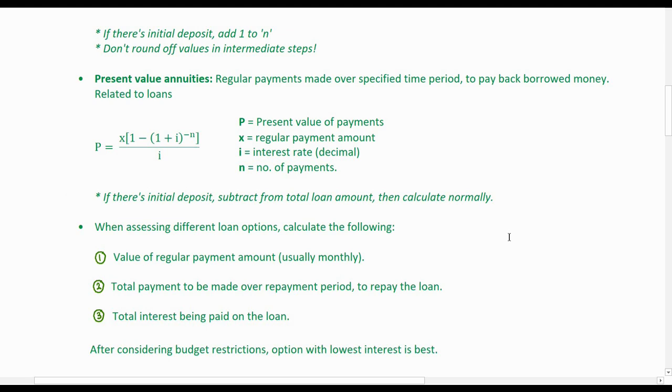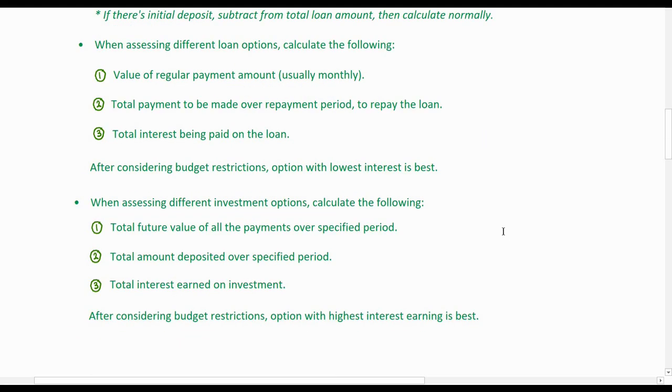And the last thing we looked at was how to assess different loan and investment options. So first, there's the loan options, where you follow a certain 3-step process, where you first calculate the value of the regular payment, which is usually a monthly payment. Then you calculate the total amount you'd pay over the entire repayment period to cover the loan. So usually that would be monthly installment times number of months, or if it's a yearly installment, times number of years. And then lastly, the total interest being paid on the loan. So in the case of loans, this would be the total amount you're paying, meaning the value from part 2, and then subtract the actual value of the loan. And the result you get would be the total interest you're paying.